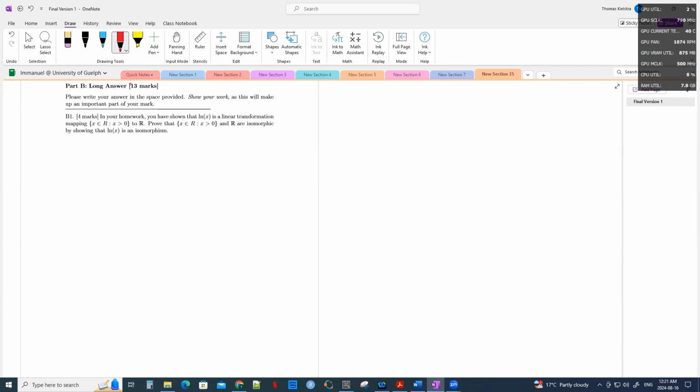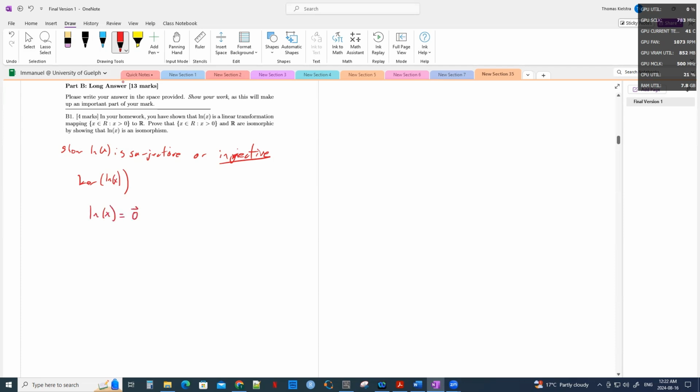an isomorphism. Now, for a linear transformation, there are two nice ways we can show it's an isomorphism. We can either show that ln of x is surjective, or injective. I'm going to show it's injective, and I'm going to solve for the kernel of the set containing the zero vector. So I'm going to solve for the kernel of ln of x. So I'm looking for ln of x equals the zero vector.